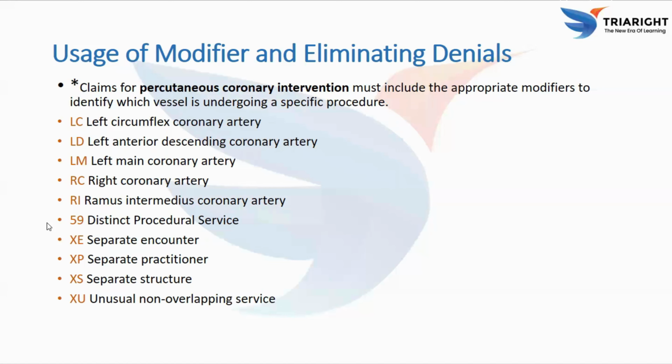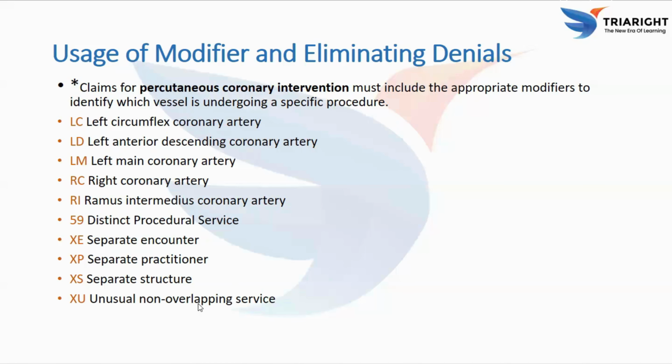And then next is modifier 59, distinct procedural service. 59 is used to show that two procedures are not bundled, they are separate and independent. So next is XC. XC is a separate encounter. It is used when there is a different session on the same day. And XP, separate practitioner, a different provider performs the service. XS, separate structure, so a different vessel or anatomic site is involved. And XU, an unusual non-overlapping service. There is no overlap with the primary service. So in these cases, you have to assign the modifier XU.